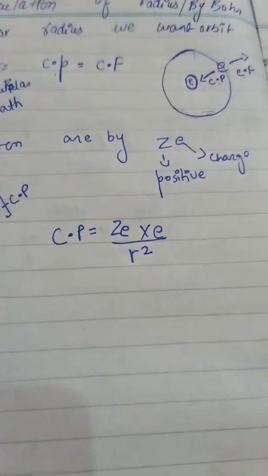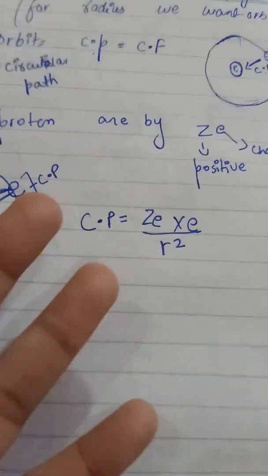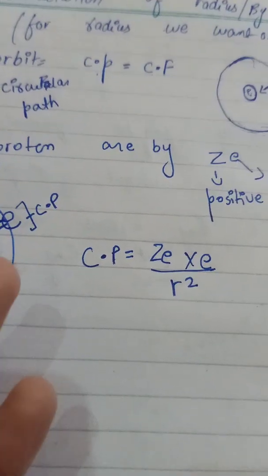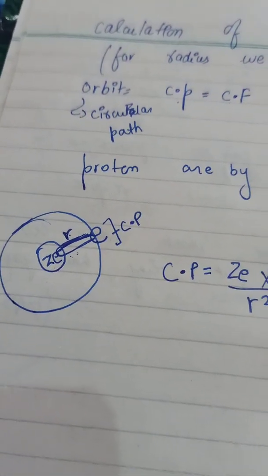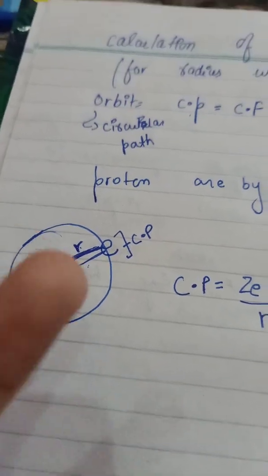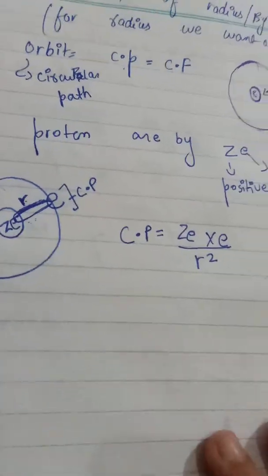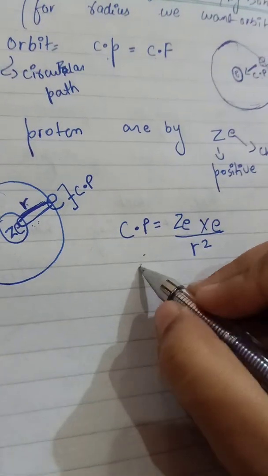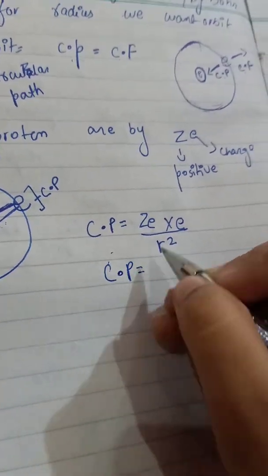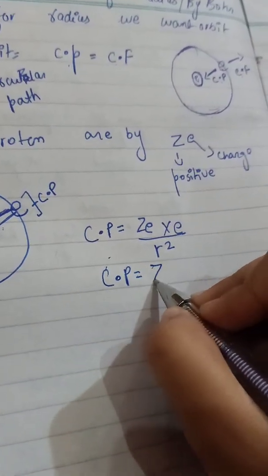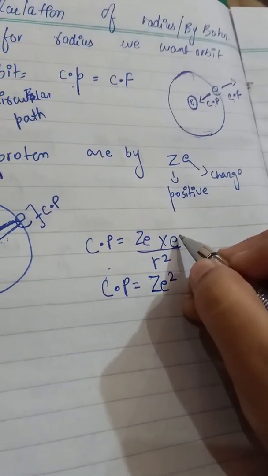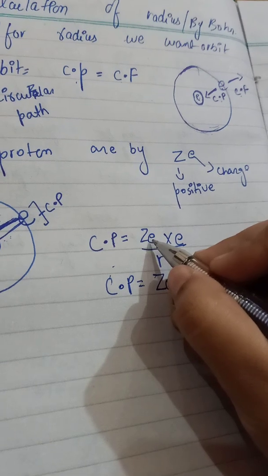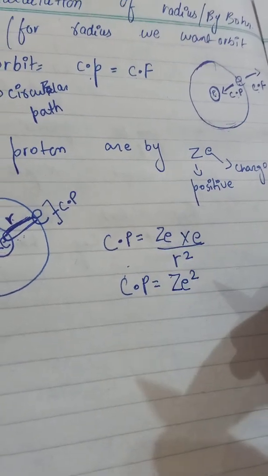If there is a small radius, there will be more attraction power, and if there is a large radius, there will be less attraction power. As we multiply by this, this will be Ze square, since the electron is e and the proton is Ze, so e square.